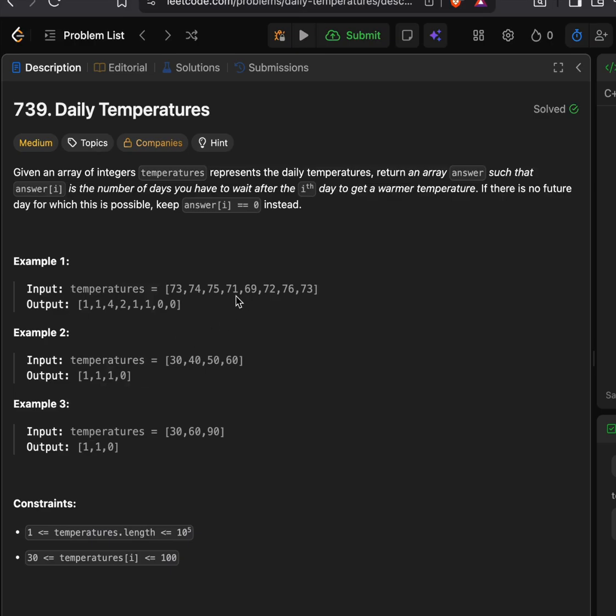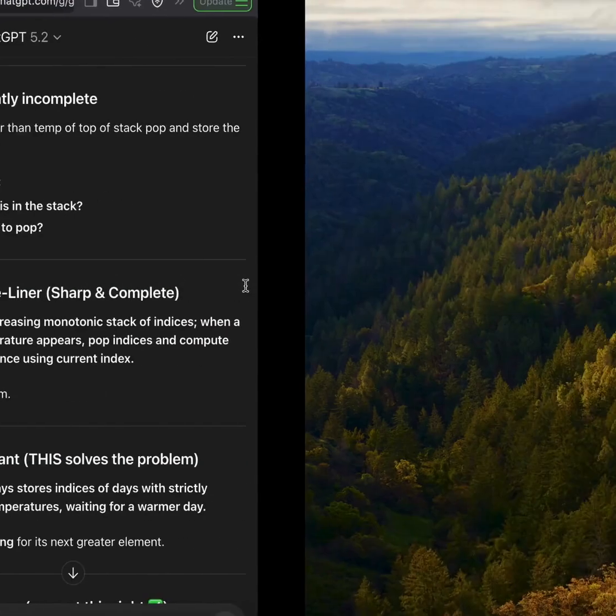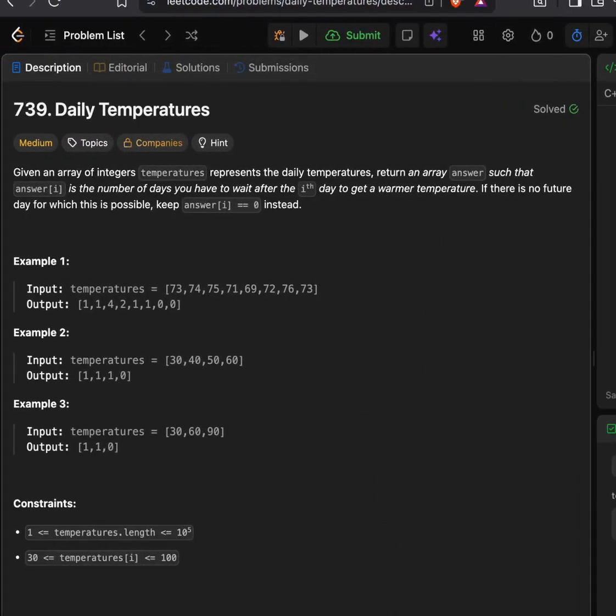Then 75 will be in the stack, and 71 will also be, because 71 is not greater than 75, so we cannot pop out 75, right? The invariant here is that the next temperature should be greater than the current temperature, then only we will pop out from the stack. The stack will always store indices of days with strictly decreasing temperature, like here 75, 71, 69. All three will be in the stack in decreasing manner. Okay, so let's do the dry run, it will be more clear.